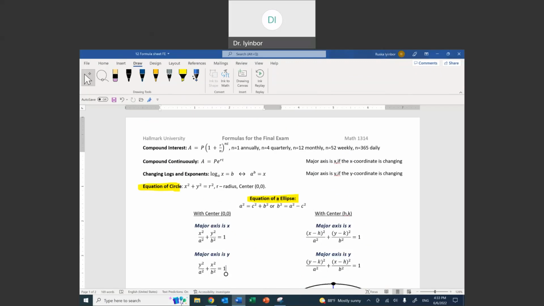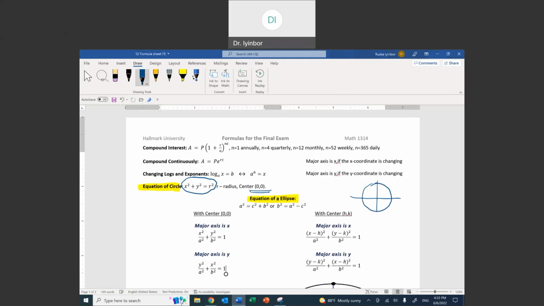So now, talking about the circle. This is the equation of a circle: x squared plus y squared equals r squared. R is the radius, and the center of the circle is at 0, 0. Now, I assume everybody knows what a circle is, right? But I'm going to draw a picture here. So this is the circle.